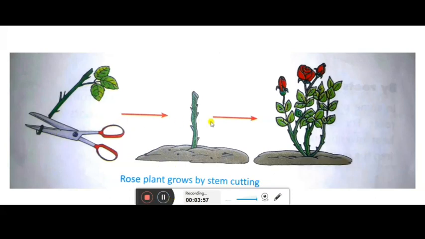Sometimes the stem cuttings can be placed into the soil and then they will develop into a new plant. These cuttings mean the stem will be cut into different pieces and each piece will be able to develop into a new plant, because from the nodes the new branches will start arising.